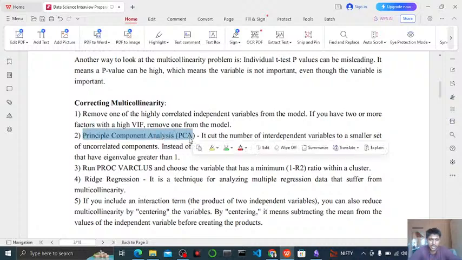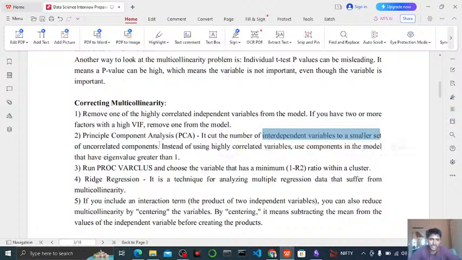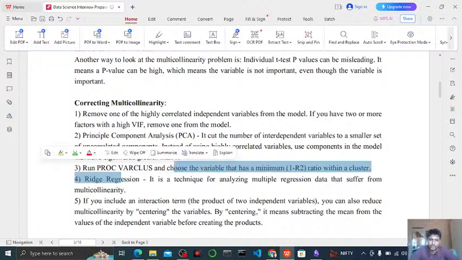Second is PCA. Cut the number of interdependent features to a smaller set of uncorrelated components. Instead of using highly correlated variables, use the components of the model that have eigenvalues greater than 1. Run the PROC VARCLUS. Choose the variable that has the lowest 1 minus R-squared ratio within the cluster.